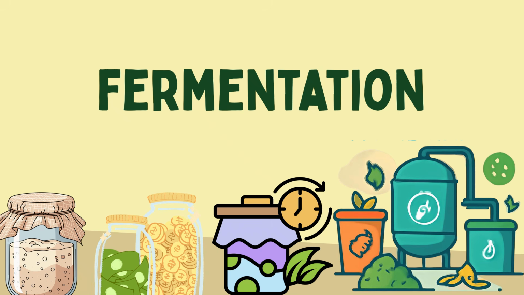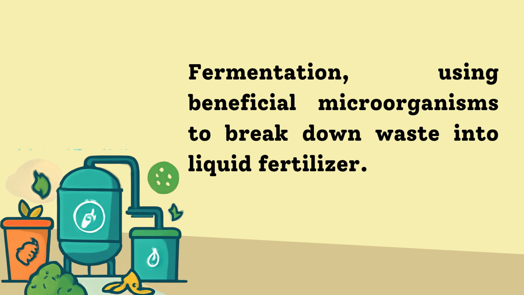Next one is fermentation. Fermentation uses beneficial microorganisms to break down waste into liquid fertilizer. Fermentation is another method of processing organic waste. Farmers often use fruit peels, vegetable scraps, and other biodegradable materials to create fermented plant juice or foliar fertilizer.